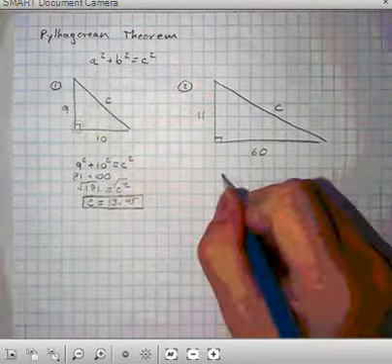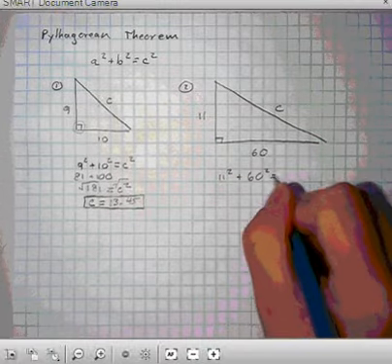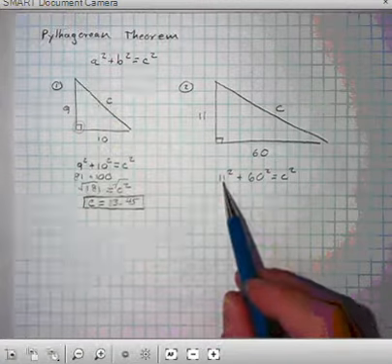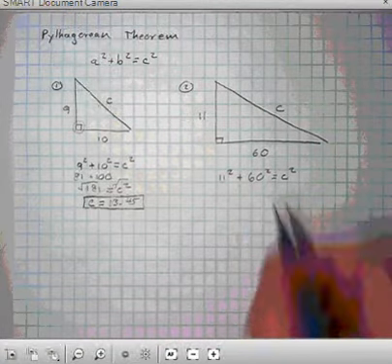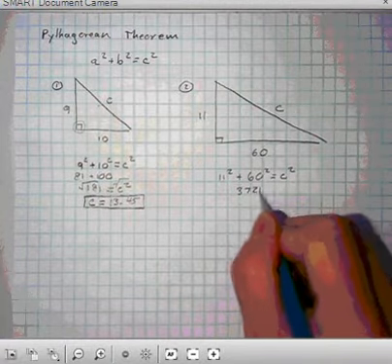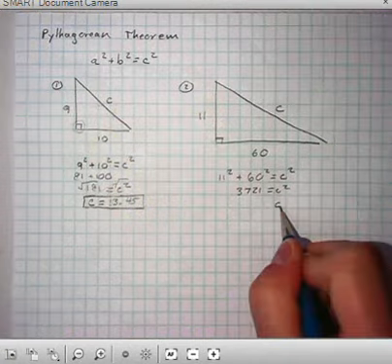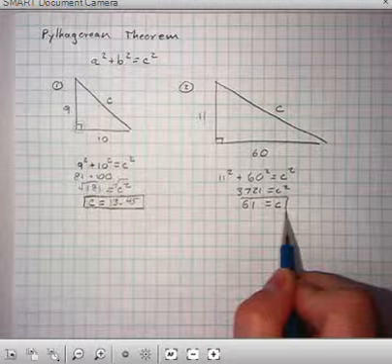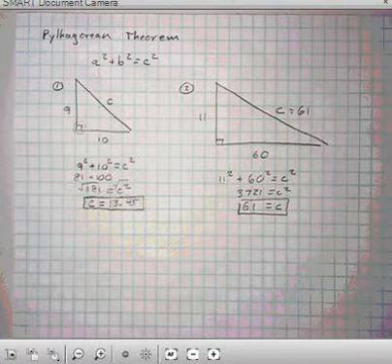I did 11 squared plus 60 squared. Yep. And then I did, 11 squared plus 60 squared equals 3,721. Okay. And I did the square root of 3,721. And it was 61. So in our problem, our C there is 61. So it's 61. Excellent. Very good.